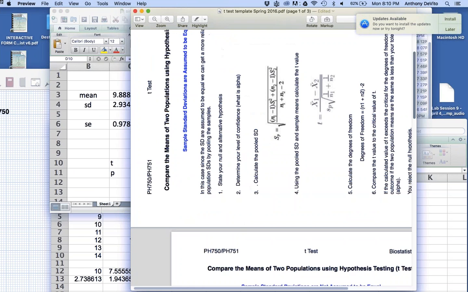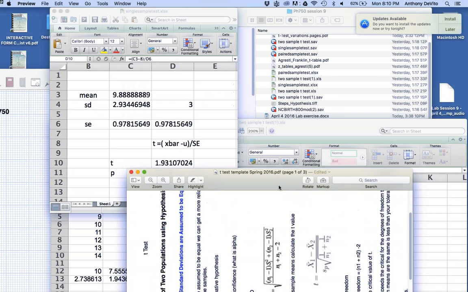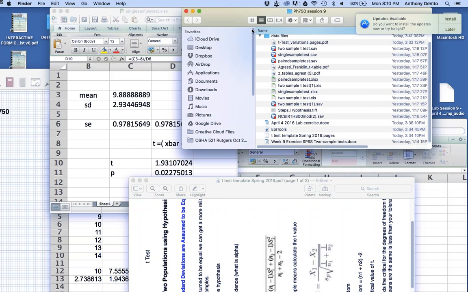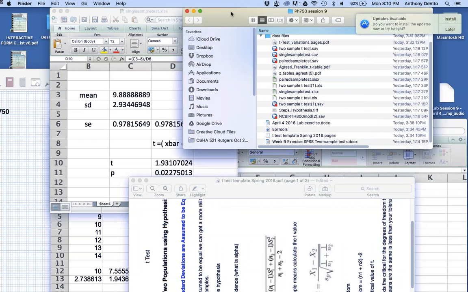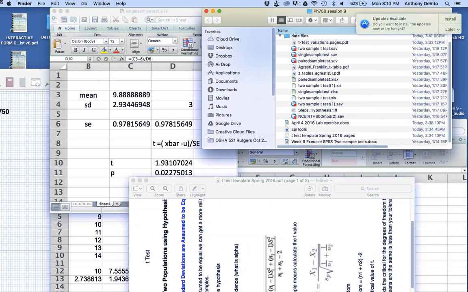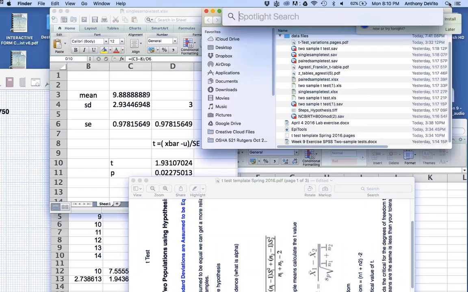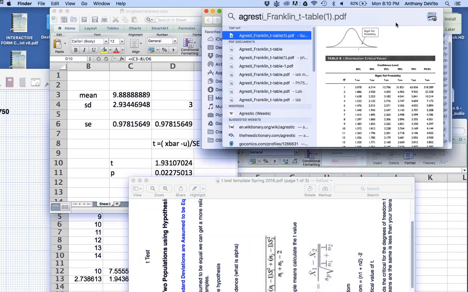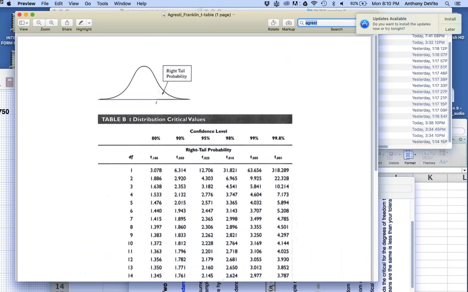If I can find it again. Come on, show me my table. Why do these things disappear on me? Okay, let's see. Rusty. I've got to check to make sure.